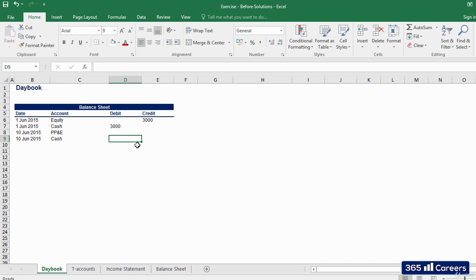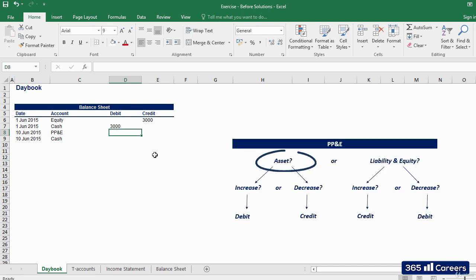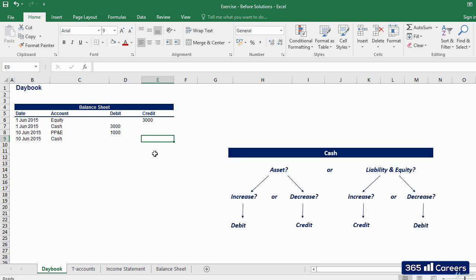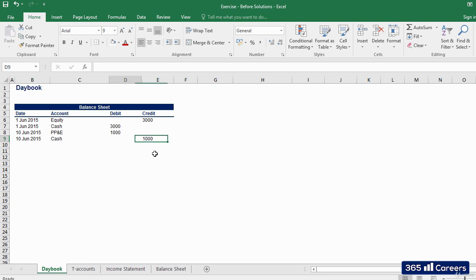Given that the firm bought a new lemonade stand, its property, plant, and equipment account increases. Since it is an asset, we need to debit the account with $1,000. The firm pays in cash, which is an asset as well. Therefore, we need to credit the cash account and show that it decreased. The two entries balance each other.